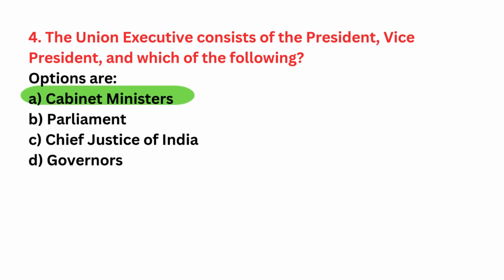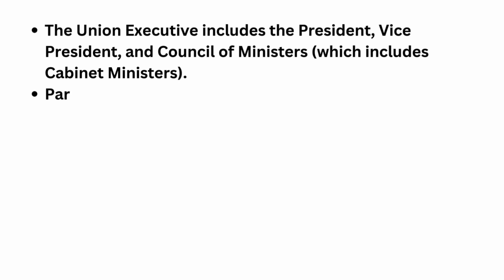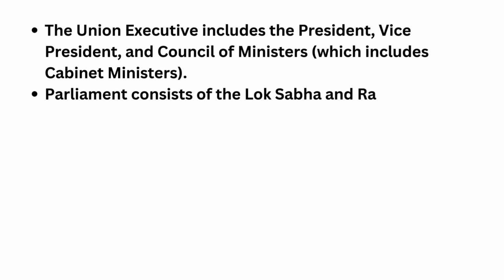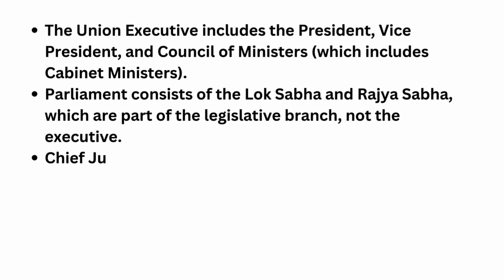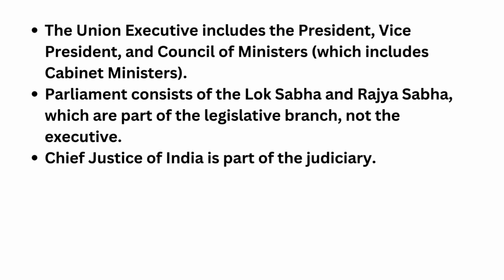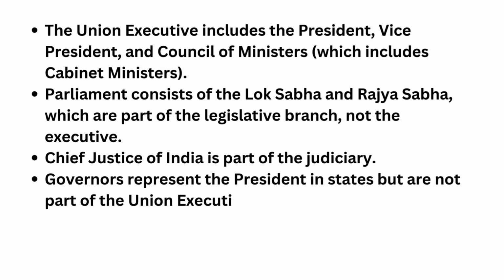The answer is option A. Cabinet Ministers. The Union Executive includes the President, Vice President, and Council of Ministers, which includes Cabinet Ministers. Parliament consists of the Lok Sabha and Rajya Sabha, which are part of the legislative branch, not the executive. Chief Justice of India is part of the judiciary. Governors represent the President in states but are not part of the Union Executive.